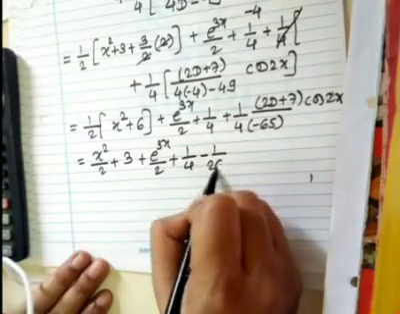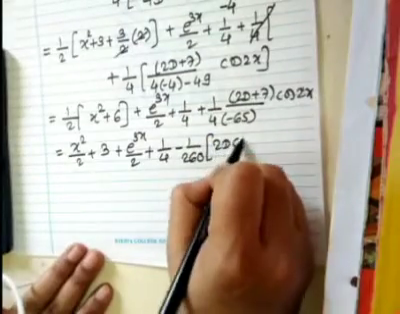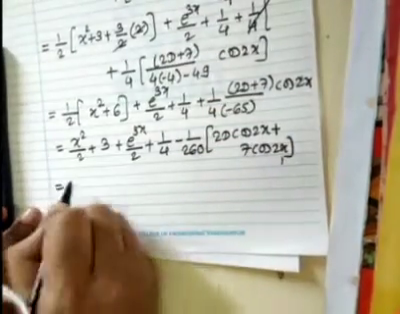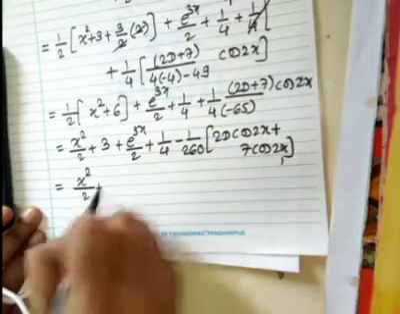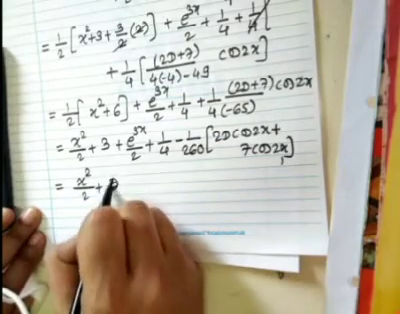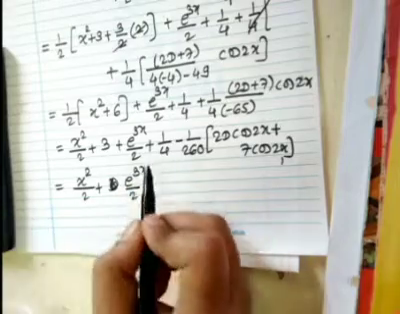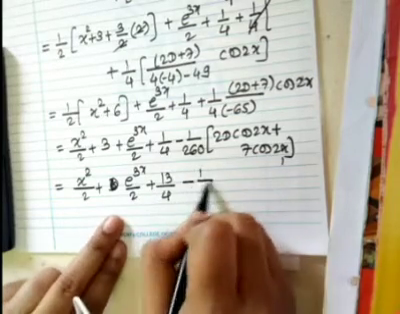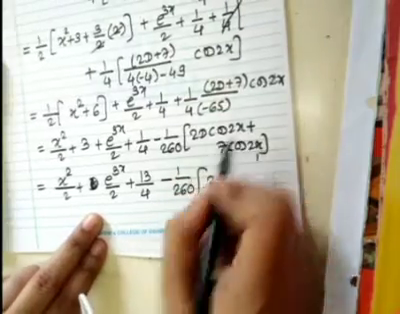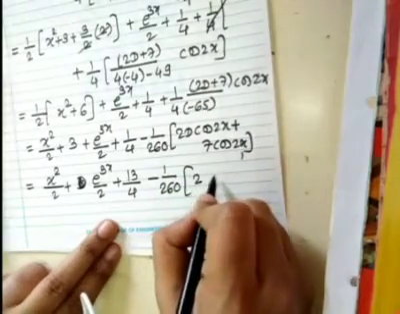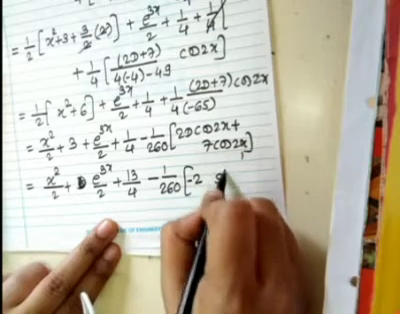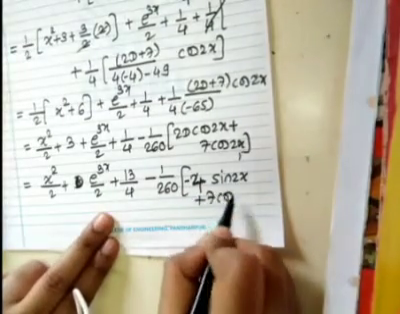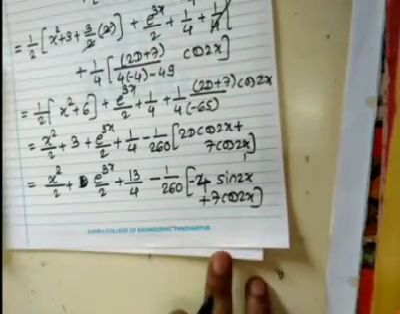So minus 1 upon 260 into 2d cos 2x plus 7 cos 2x, that is equal to x square by 2 plus 3 plus 1 by 4, how much it is? e raised to 3x by 2, 3 plus 1 by 4, 12 plus 1, that is 13 by 4 minus 1 by 260, 2 into derivative of cos 2x, derivative of cos, minus sign, 2x into 2, so 2 into 2, 4, plus 7 cos 2x. Done. All d are finished.